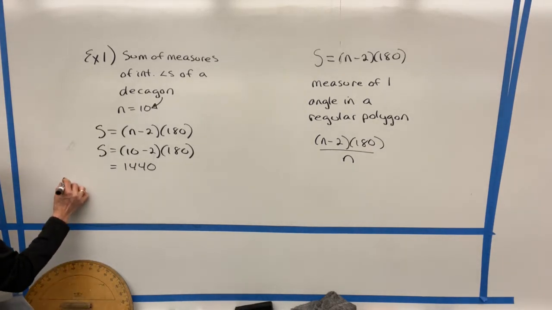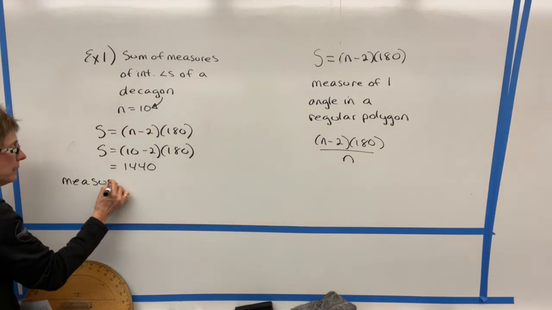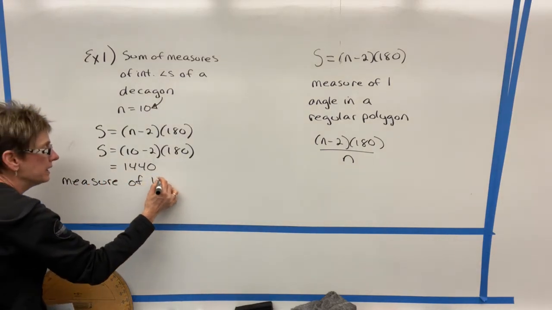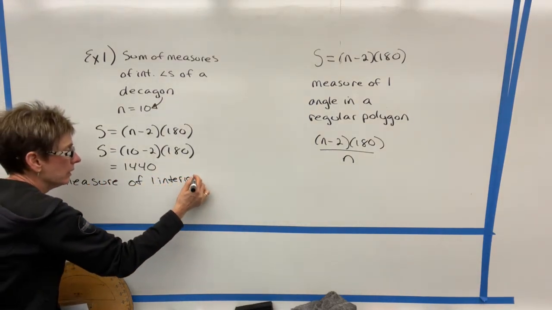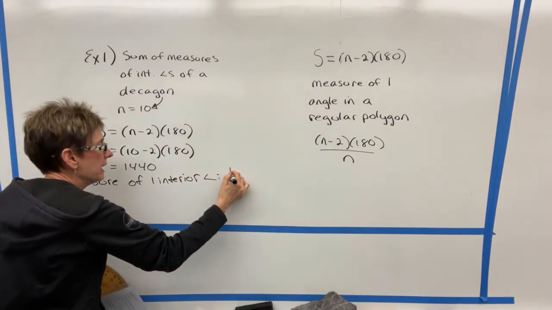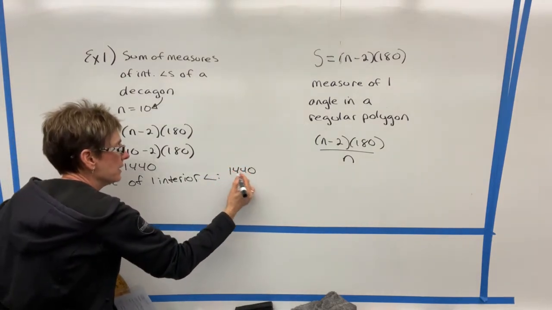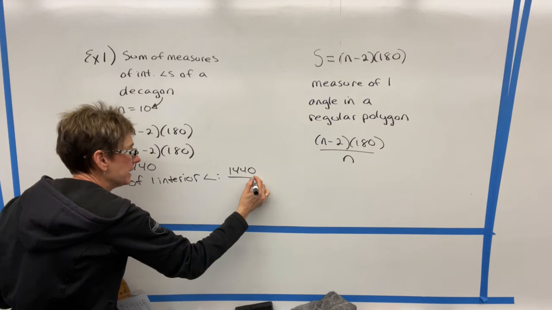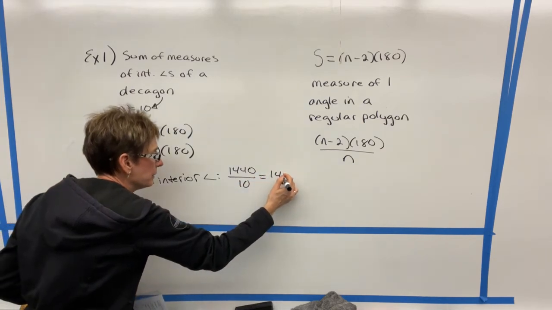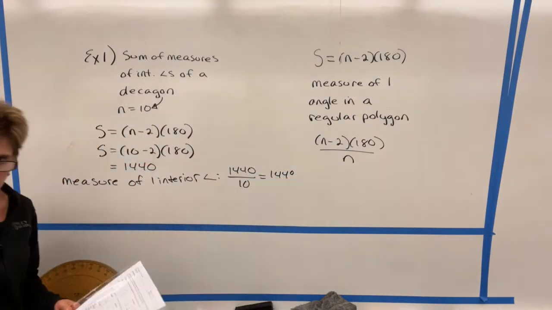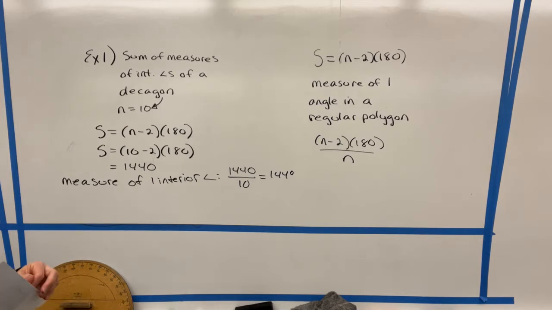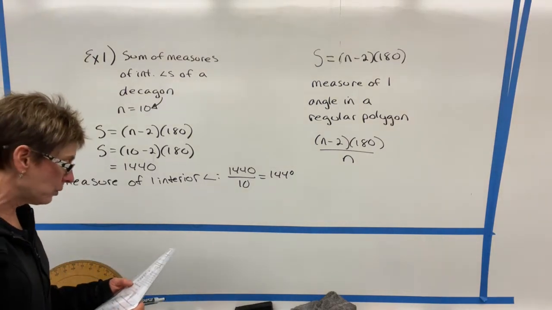If we wanted to know the measure of just one of them, so the measure of one interior angle, we would just take 1,440 and divide by 10 to get 144 degrees. So each of the angles is 144 degrees, and if you add up all 10 of them, it would be 10 times that. Okay, so that was example number 1.